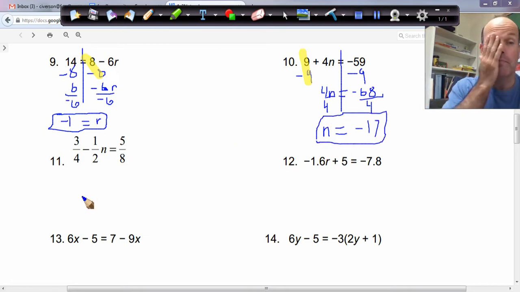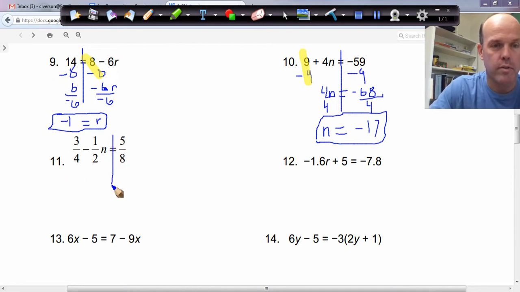There we go. Alright, next one's fractions. You're going to love these. Common denominators. Woohoo! Alright. So there's the equal sign. So we want to get rid of the 3/4. So let's subtract 3/4 from both sides.